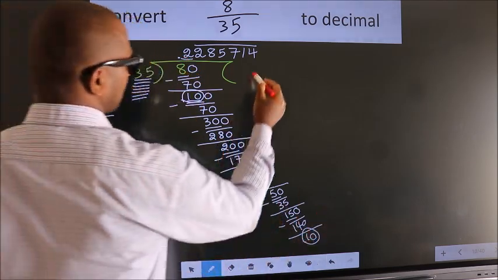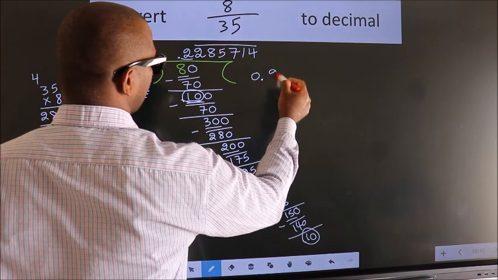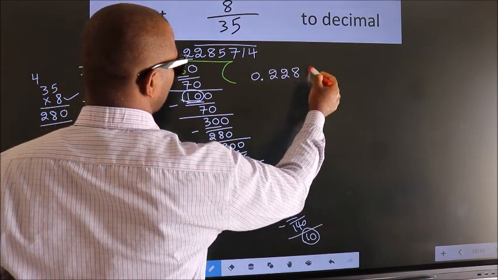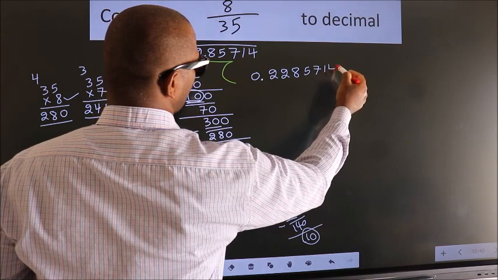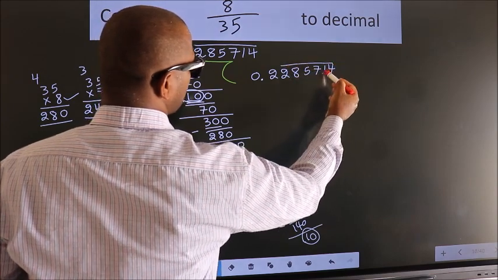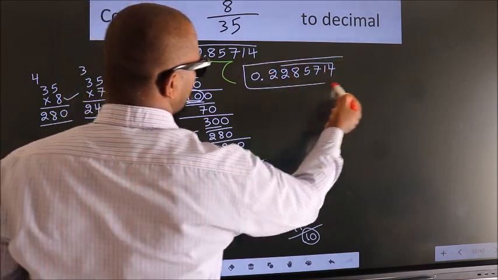Therefore, our answer is 0.228 5714, with a bar on these numbers. This is our answer.